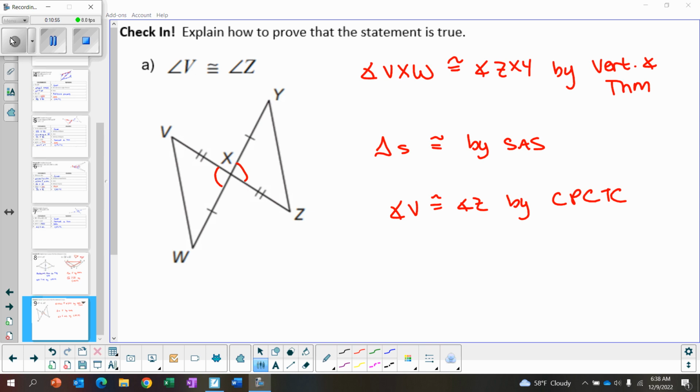All right, so we have vertical angles are congruent in this picture, which allows us to say that triangles are congruent by SAS, and then angle V would be congruent to angle Z by CPCTC. And that is 5.7 using congruent triangles.